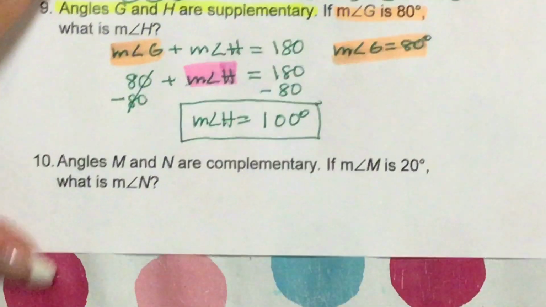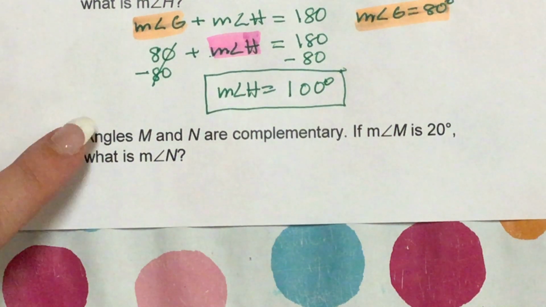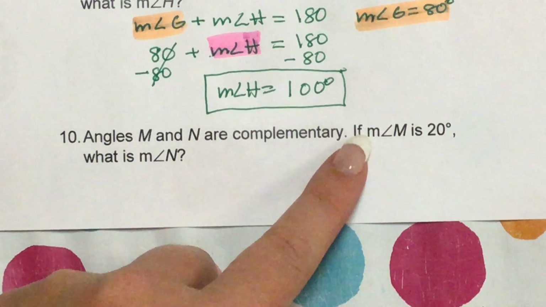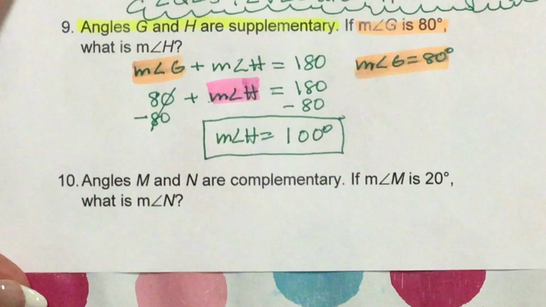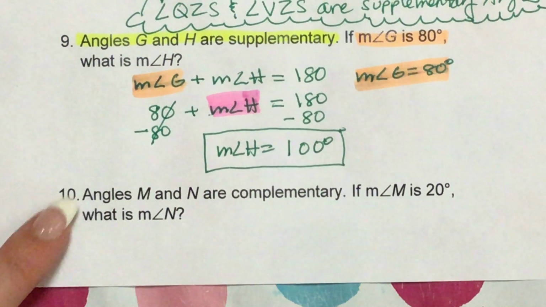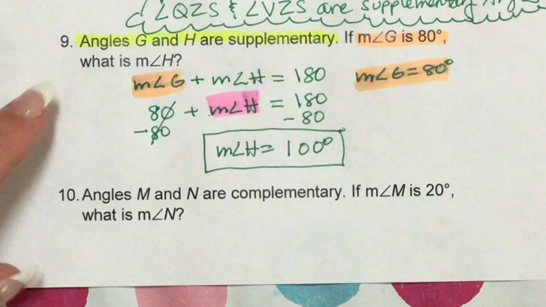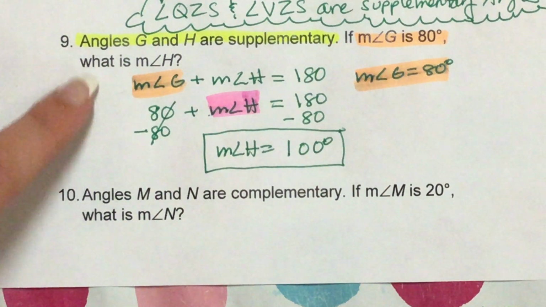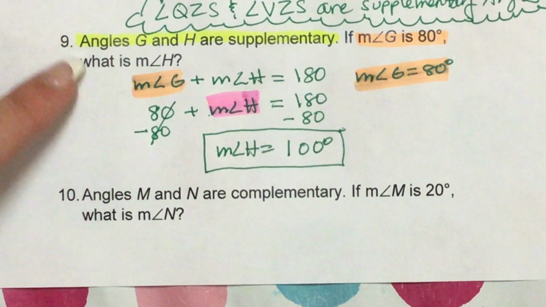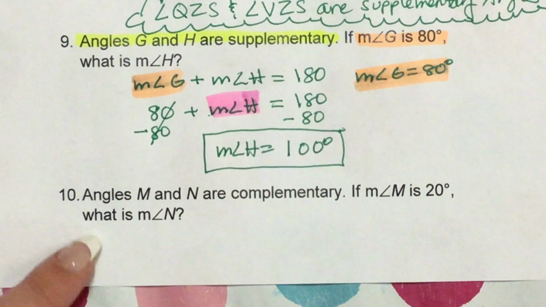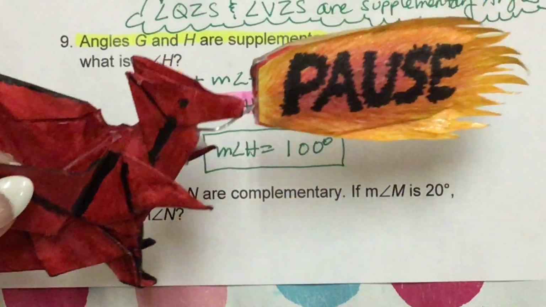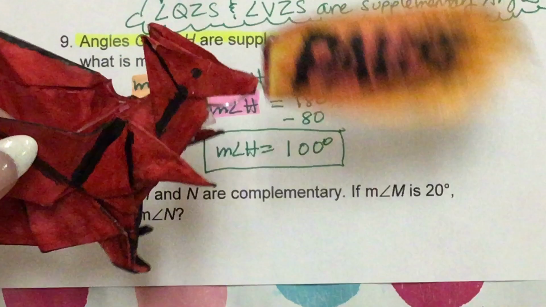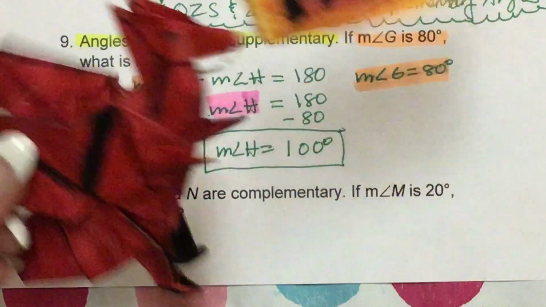Okay, on to problem 10. It says angles M and N are complementary. If the measure of angle M is 20 degrees, what is the measure of angle N? This problem is very similar to this one. So make sure that you use this as a guide, okay? It's a little different, but you're going to go through the same process. So you need to have all that work shown right here for problem 10. So go ahead, pause, work out problem 10. When you get done, press play and we'll go over the answer. All right, see you in a bit.